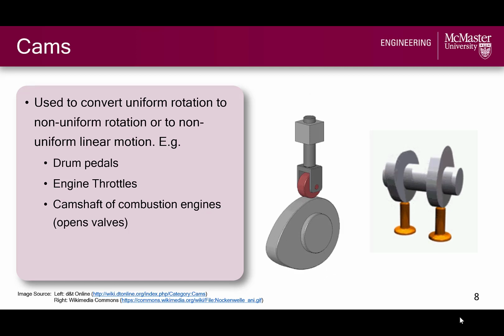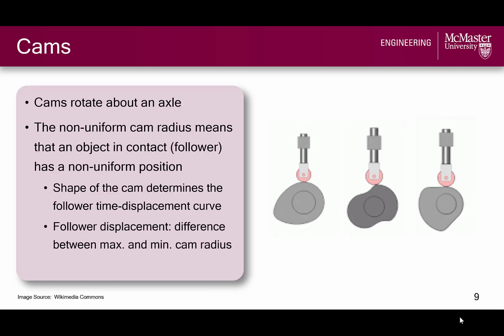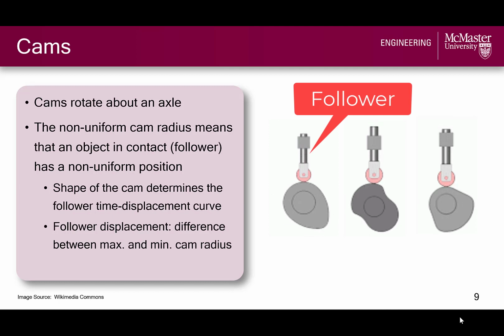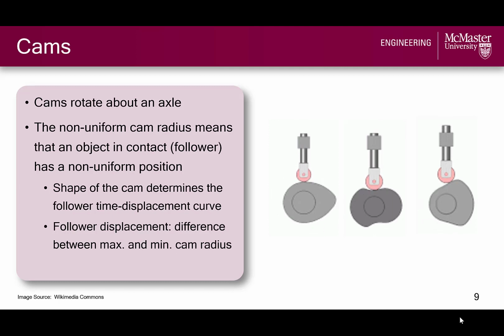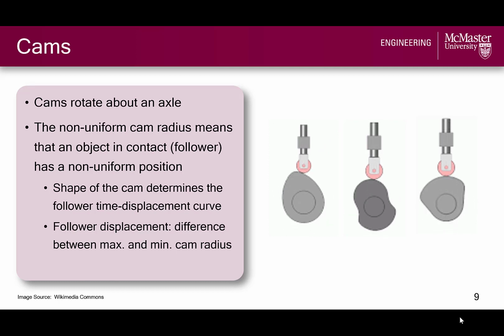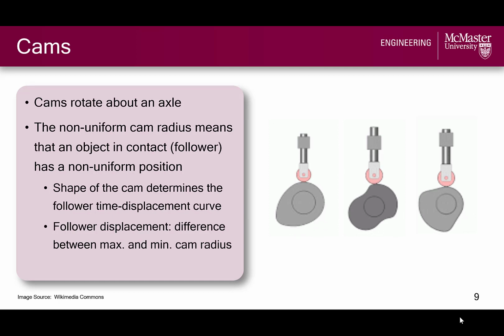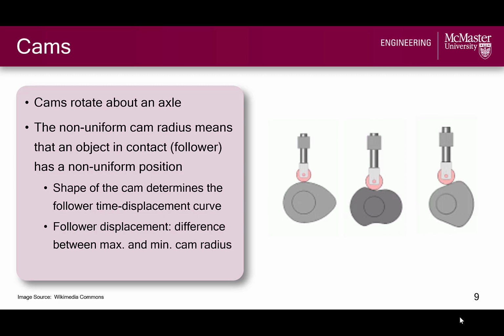So let's dive into how this transformation of motion occurs. Cams rotate about an axle and are contacted by an element called a follower that can only translate linearly. Because cams have a non-uniform radius, the follower's position changes over time in a repeatable pattern as the cam rotates. You may have seen this egg-shaped cam before, but all sorts of cam shapes can be designed to obtain precise follower motion specific to an application of interest.